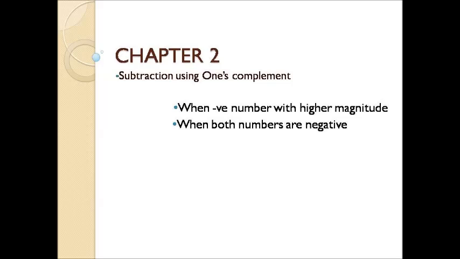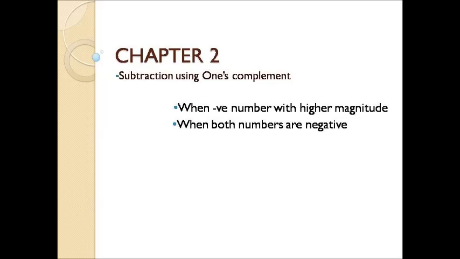Hello students, we continue with the topics on chapter number 2. Last class we have seen the operation using ones complement when we have a positive number with a higher magnitude. So today we can see the operations on binary numbers using ones complement when the negative number has a higher magnitude and when both numbers are negative.